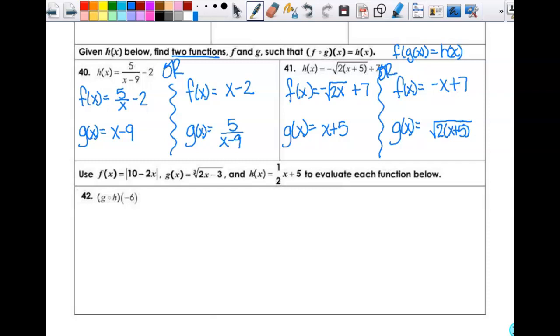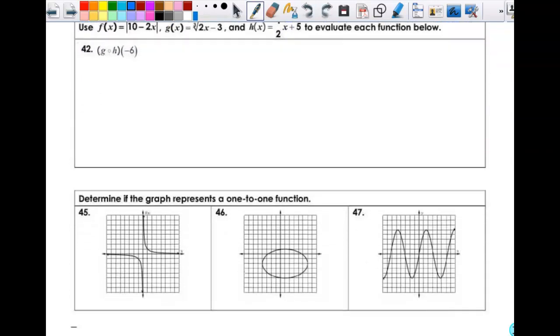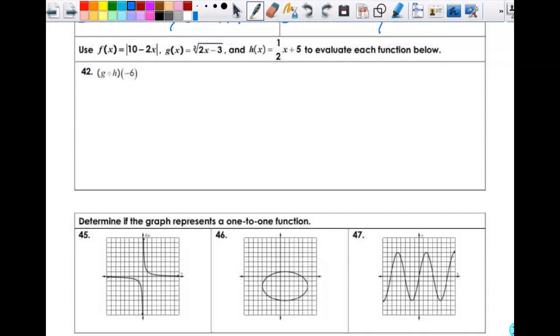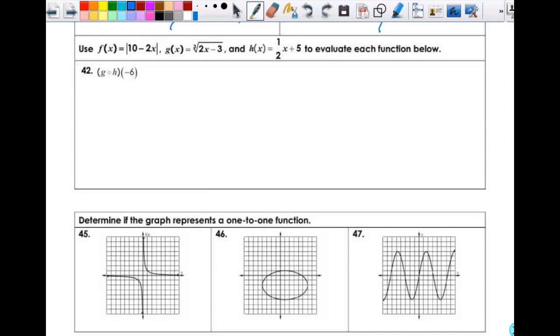Okay? And then last one of the compositions. Looks like I lost a fraction bar again. Again, I have no idea where they go. I swear they're there when I start all this. All right, I need g of h of negative 6. G of h of negative 6.